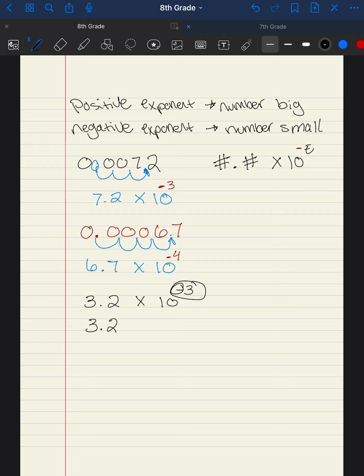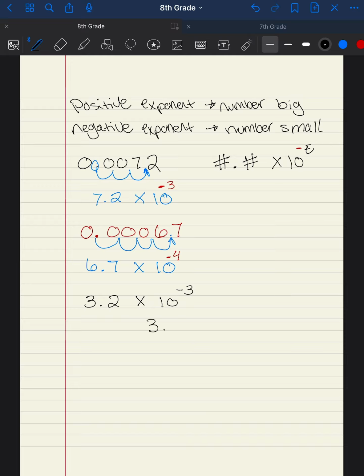However, it has a negative there. That is key to knowing which way we go. If we move our decimal this way and add zeros this way, the number will get bigger. Positive exponent, number big. Negative exponent, number small. Now, we have a negative exponent, meaning we don't want to add zeros this way. We want to add zeros this way. Now, let's do that.